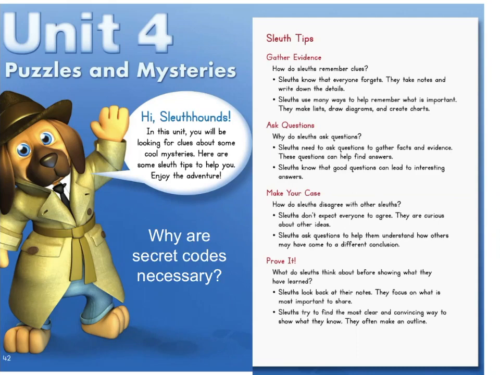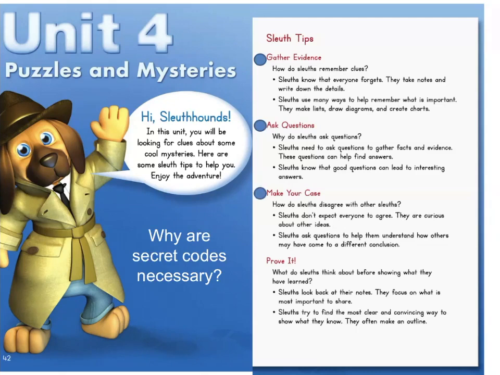As a reminder, to be a good sleuth, you need to gather evidence, ask questions, make your case, and prove it. Remember, when gathering evidence, we must be observant and write down notes or annotate the text. We'll practice this again today with our text. When we ask questions, they should be questions to gather facts and evidence. These questions can lead to interesting answers.